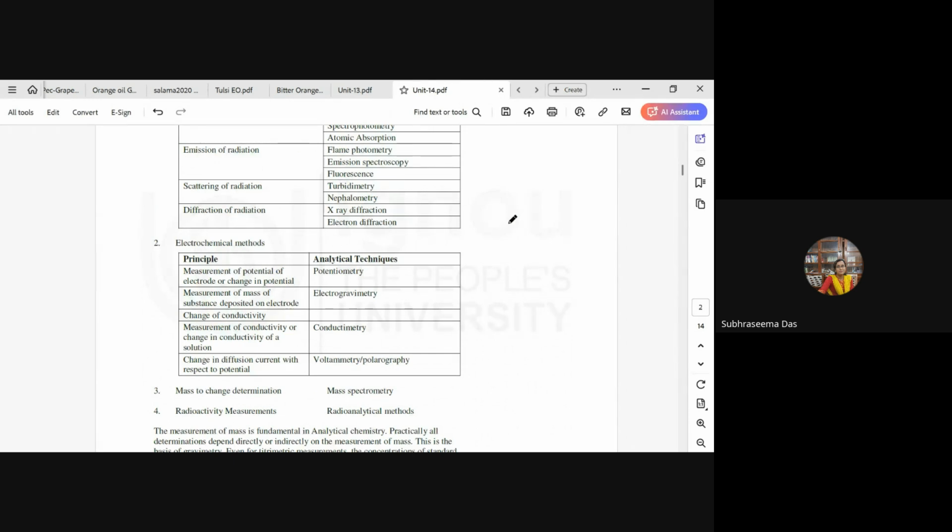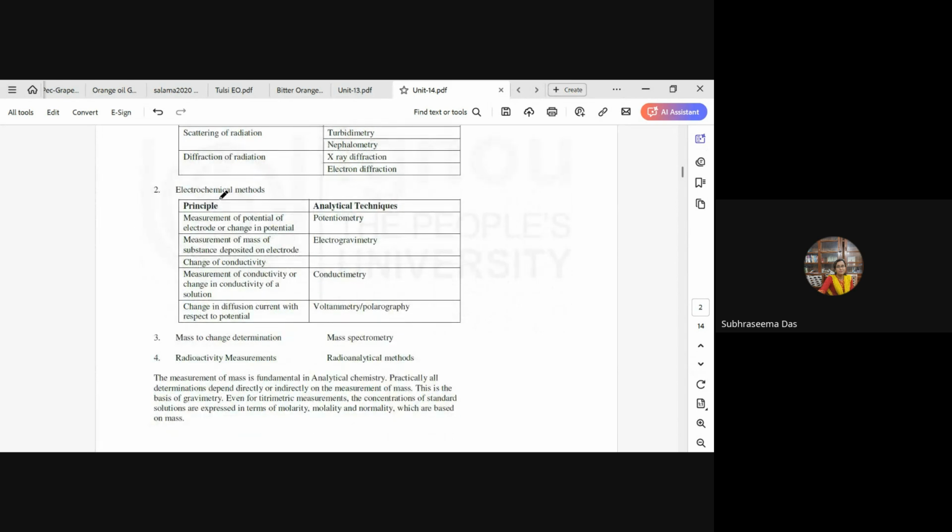So the instruments which are based on electrochemical methods, such as the measurement of potential of an electrode or change in potential, are called potentiometry. The measurement of mass of the substance which is deposited at a particular electrode, we call electrogravimetry. The measurement of the conductivity of a substance is by conductimetry. Or the change in diffusion current with respect to potential is either voltammetry or polarography. So these are some of the analytical techniques and the principles by which they operate.